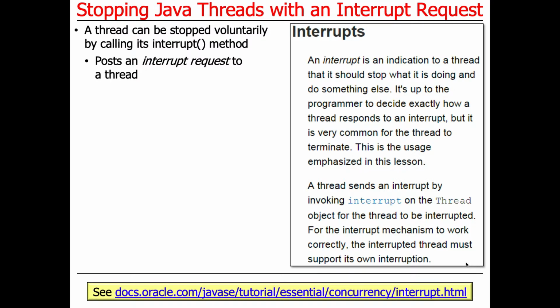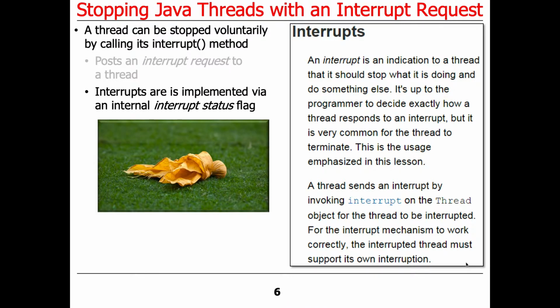So this is a way of explicitly allowing one thread to interrupt or cancel another. What it does under the hood is, again, it doesn't stop the thread, it doesn't kill it dead or terminate it right away. Instead, it posts an interrupt request from the calling thread to the thread that's being asked to shut itself down. So ultimately, it's like a flag. Interrupts are implemented internally by internal interrupt status flags.